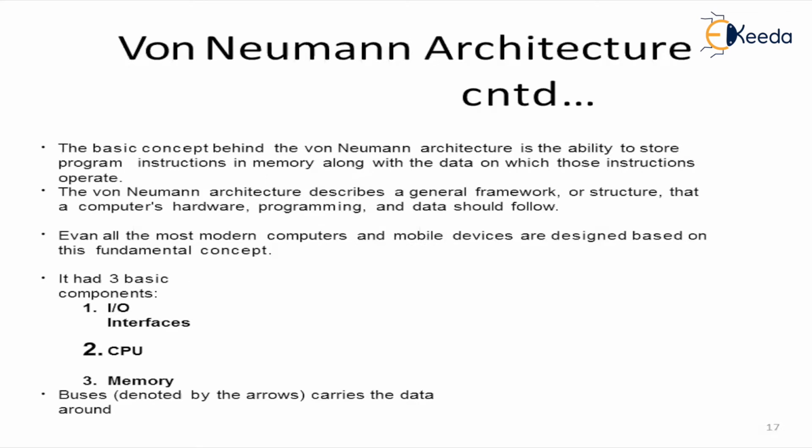Now, the basic concept behind the Von Neumann architecture is the ability to store program instructions in memory along with the data. So data and program instructions are stored in the same memory on which the instructions are operating continuously. The Von Neumann architecture also describes a general framework that consists of mainly three parts: the hardware, the programming, which is the software, and the data that should be allowed to flow.